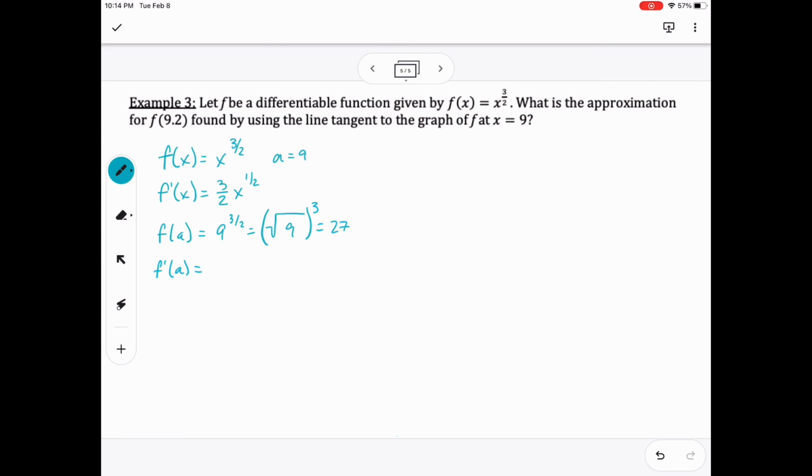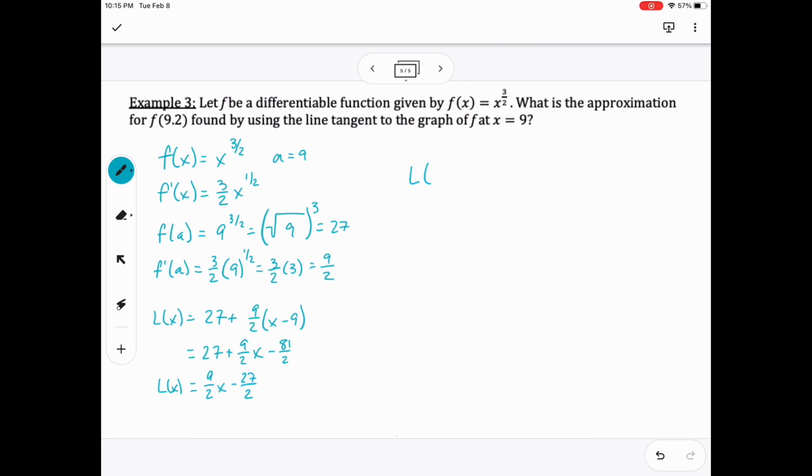Remember, I can rewrite that as the square root of 9 to the 3rd power, which gets me 27. Plugging into f prime of a, the square root of 9 is 3, so 3 times 3 halves gets me 9 halves. Now I have all my info, so I can plug it into my linear approximation equation. After some simplification, I get 9 halves x minus 27 halves. Now I can plug 9.2 into my calculator to find my answer, and that gets me the value of 27.9. Okay, have fun.